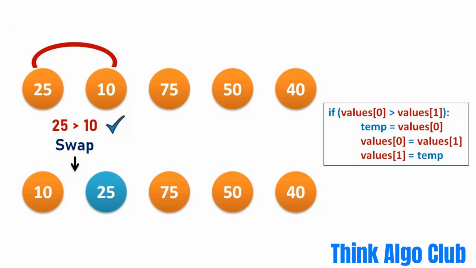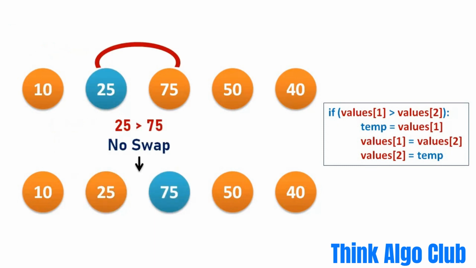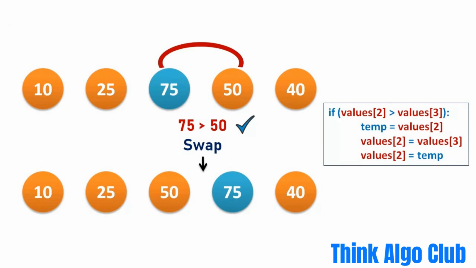Now let's move to the second step. In the second step, we take the second value and the third value. We compare them. Is the second value greater than the third value? No. So we don't need to swap the values, and we highlight the third value, which is 75. You can look at the code on the right side of the window. In the next step, we'll compare the third value and the fourth value. Is the third value greater than the fourth value? Yes, true. So switch the values and highlight the new fourth value. You can look at the code on the right side of this video.